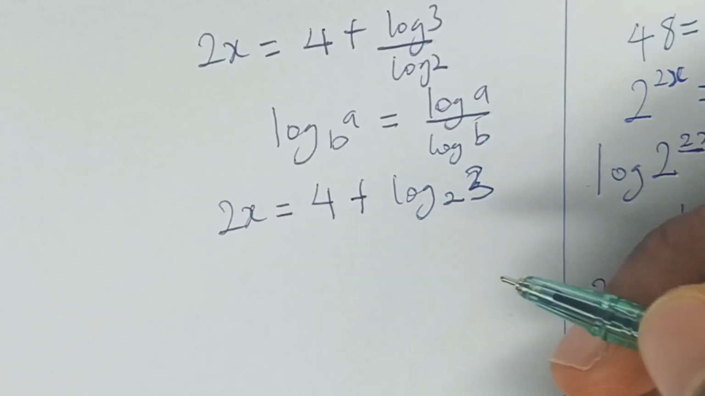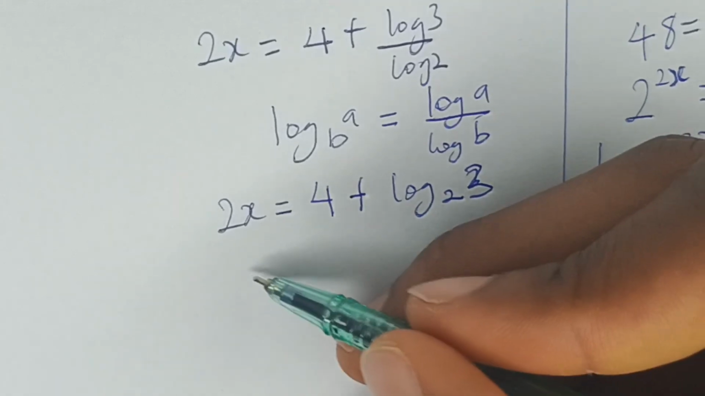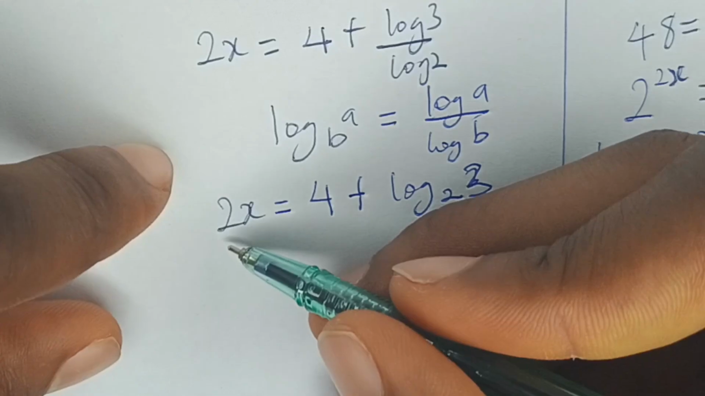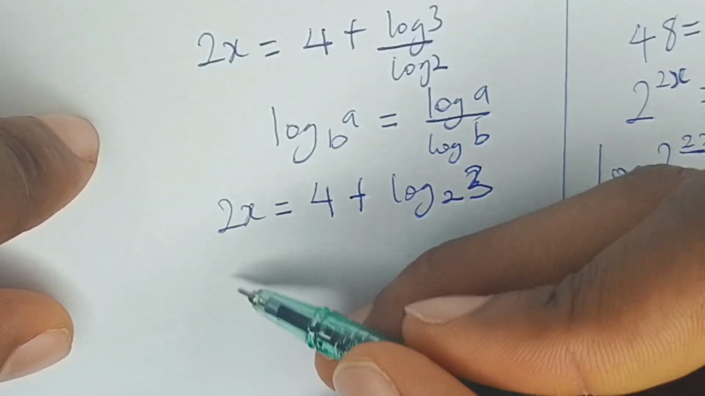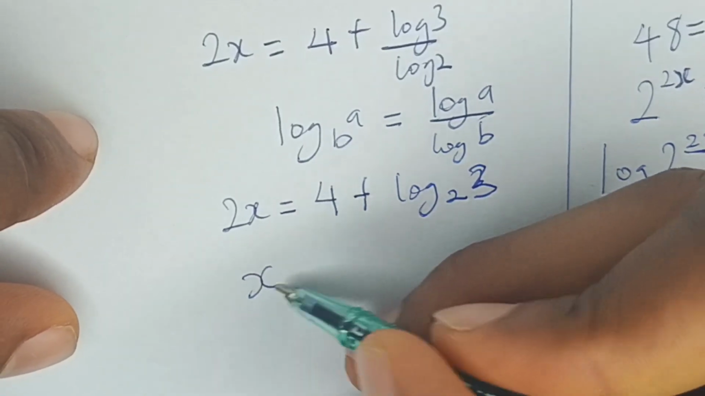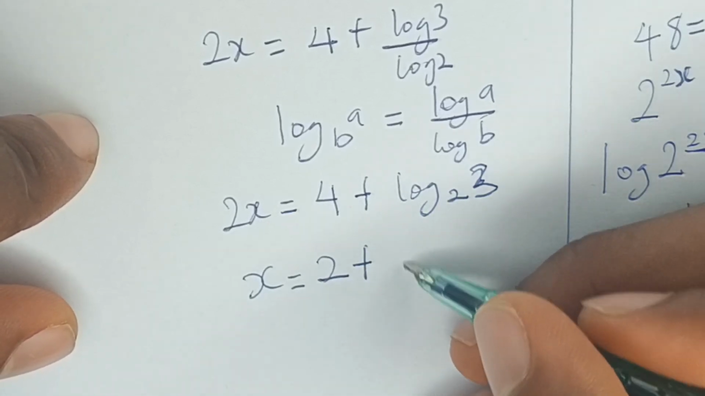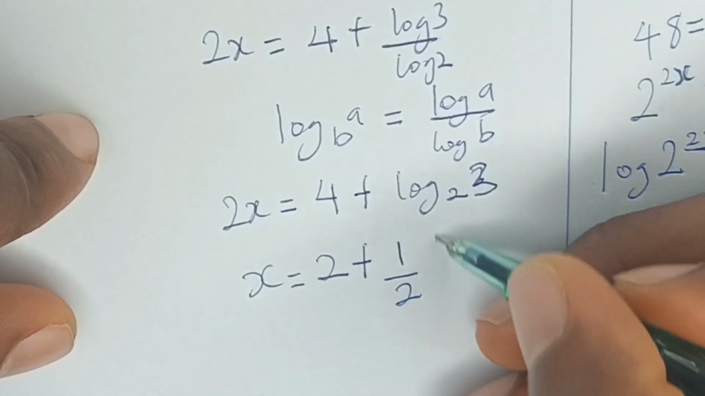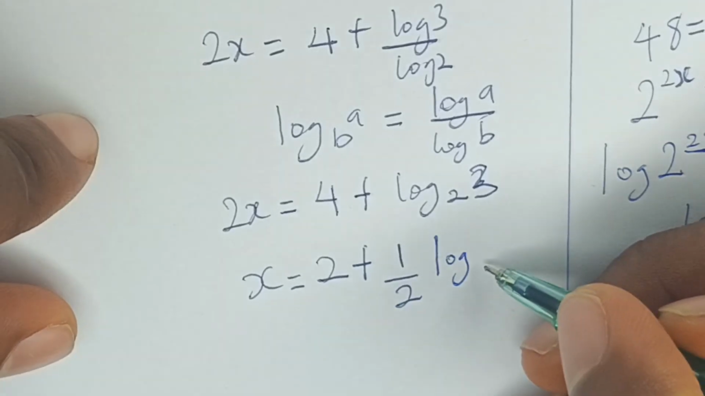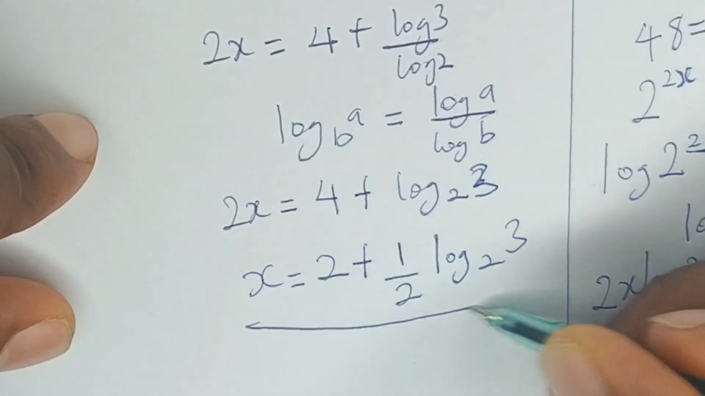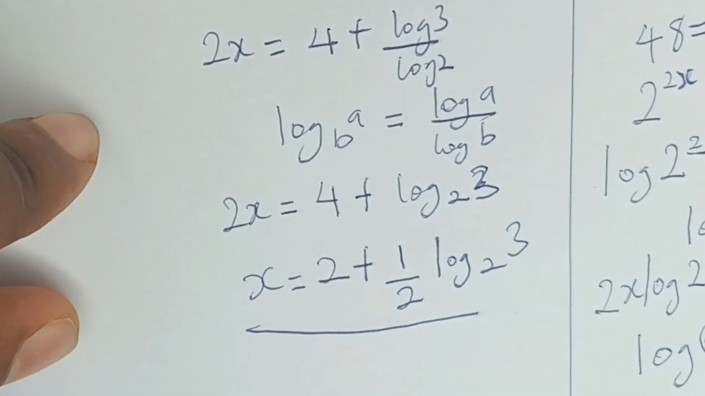Okay, simple. Now, having this, let's divide each term by 2 to get x. So dividing each term by 2, we have that x is equal to 4 divided by 2, which is 2, plus 1 over 2 multiplied by log in base 2 of 3. Okay, so this is the final answer to that question.